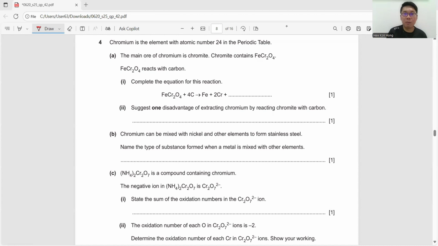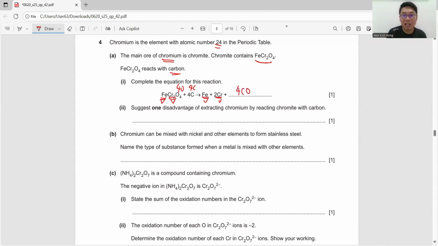Question number 4. Chromium is an element with atomic number of 24 in the periodic table. The main ore of chromium is chromite, which contains these. This one reacts with carbon, complete the equation of these reactions. So we have iron 1 here, iron 1 here, so both okay. Cr has 2 here, Cr has 2, so okay. O on the left has 4, and then we have 4 more C. So the only choice that we can have is 4 carbon monoxide, then it's balanced.